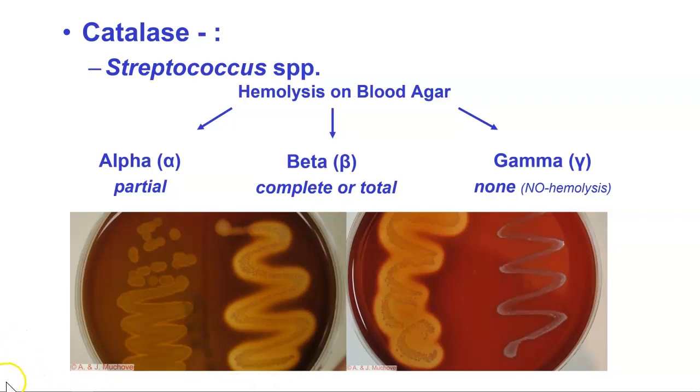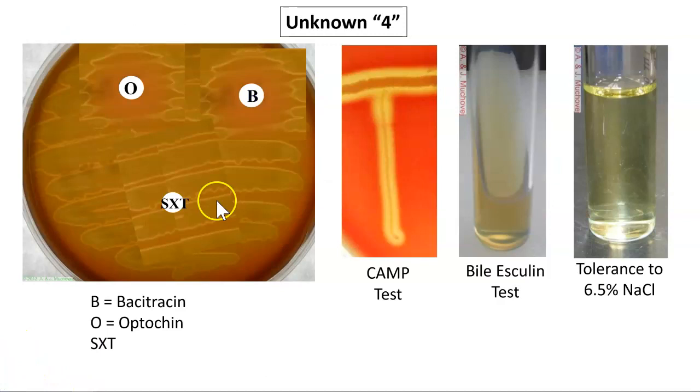Besides reading hemolysis on blood agar, there are also 3 antibiotic discs, the SXT, optochin, and bacitracin, that are placed on the blood agar. If the antibiotic inhibits the growth of the bacterium, as it's happening with this particular antibiotic, then that is a positive reaction. If there is no inhibition of the growth, as it's seen on this particular antibiotic, then the reaction is negative.